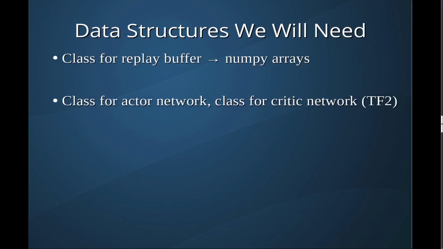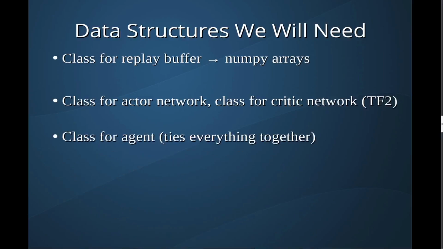We will need one class each for the actor network and critic network, and those will be handled using the TensorFlow 2 framework. These will have the functionality to perform a forward pass as well as the usual initializer function. We will also need an agent class to tie everything together. The agent will have a functionality for the memory, right? It will have a memory buffer to store memories. It will have the actor network, critic network, target actor, target critic network.